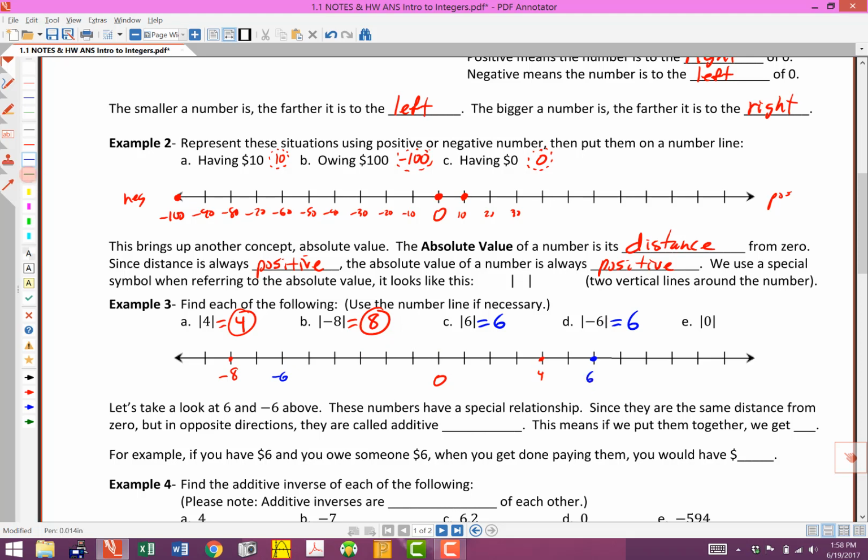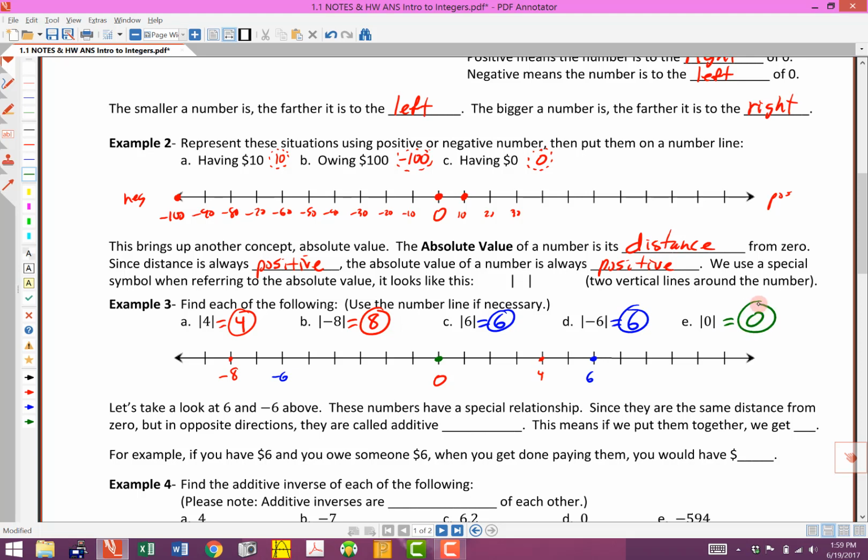And then let's do this last one. This last one is the absolute value of 0. Well, 0 is right on top of 0. So it's kind of a funny question. How far is 0 from 0? Well, since it's right on top of 0 and we don't have to go anywhere, the answer to the absolute value of 0 is 0.